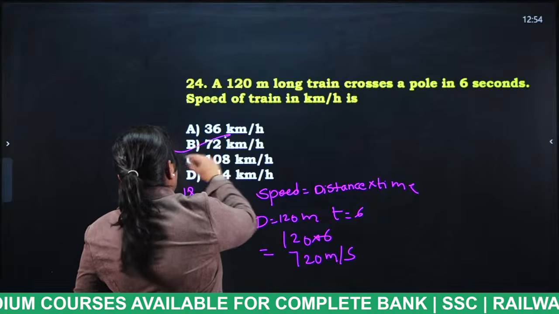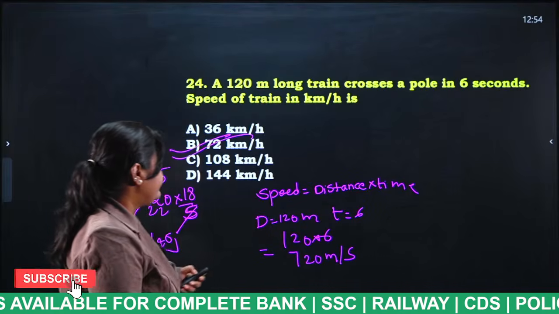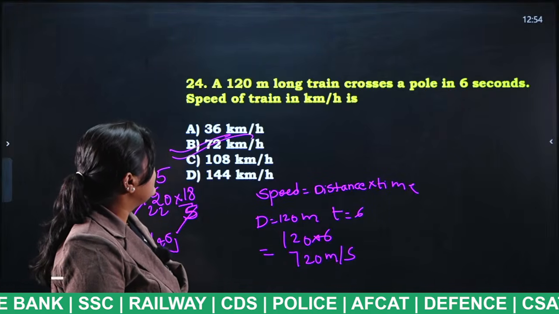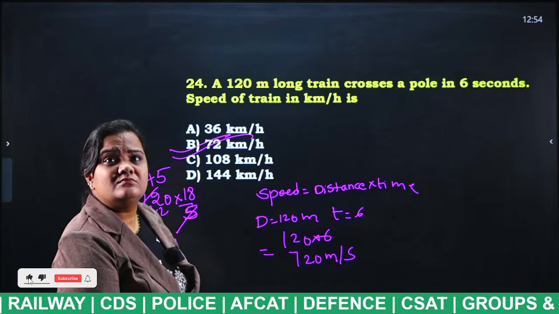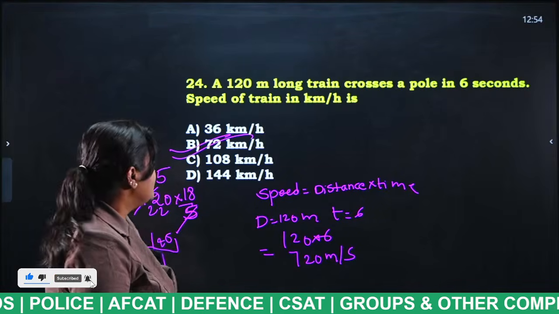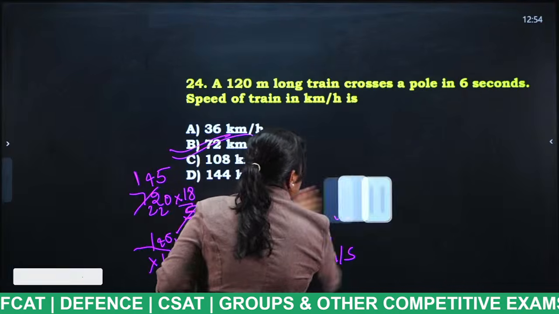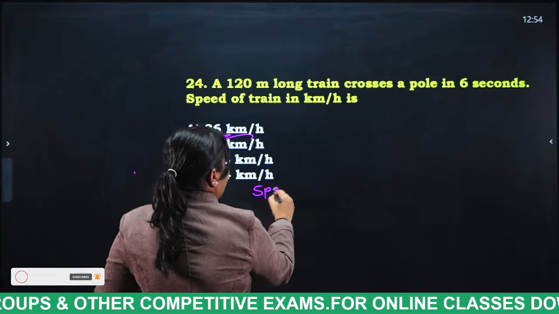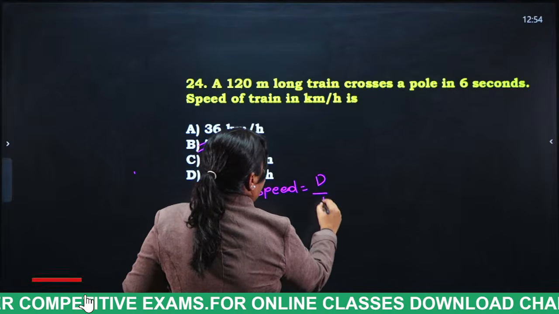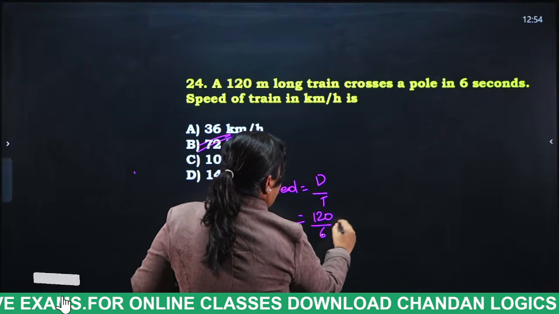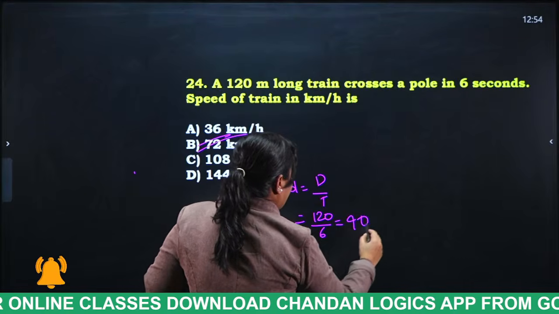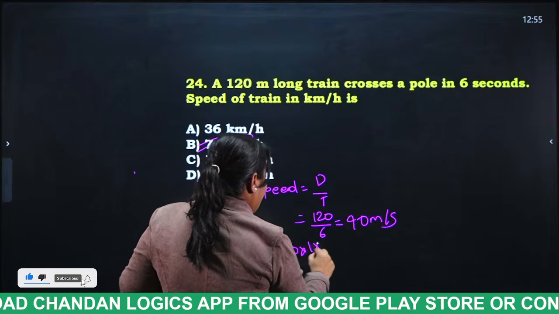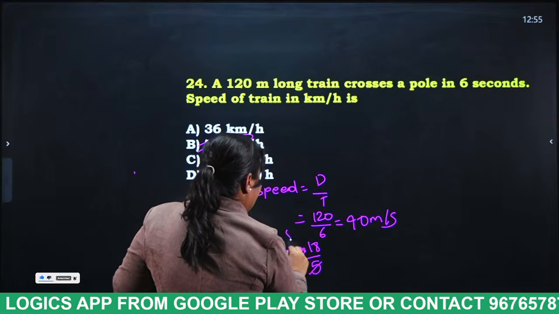72 kilometers per hour. Okay. Next. Sorry, students. Okay, speed is equal to distance by time. That means 120 by 6. So you are getting 40 meters per second. That means 40 into 18 by 5. 5 ones are 5, 8 are 18.